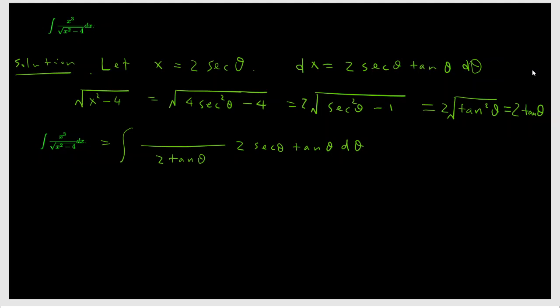X cubed, wherever you see x, you replace x with 2 secant of theta. Now x cubed will become 8. 8 is 2 cubed, right? And the secant of theta, the whole thing cubed. Do I have this right? I think I got it right. Okay. We just use a trig substitution to eliminate the radical, then we're done.